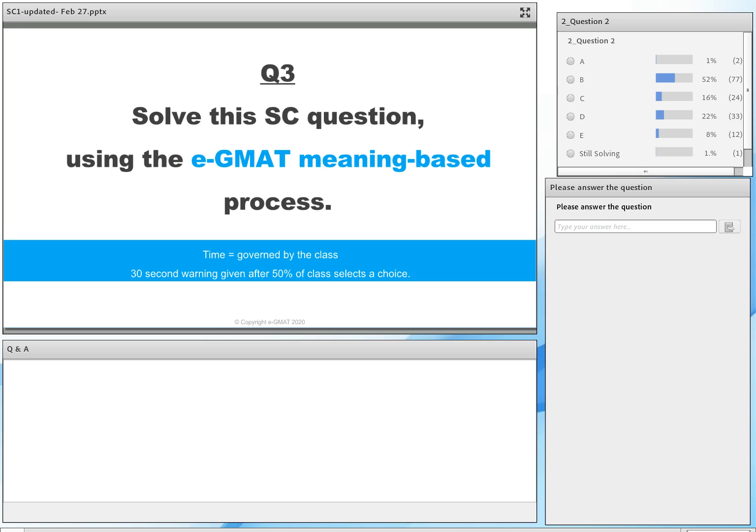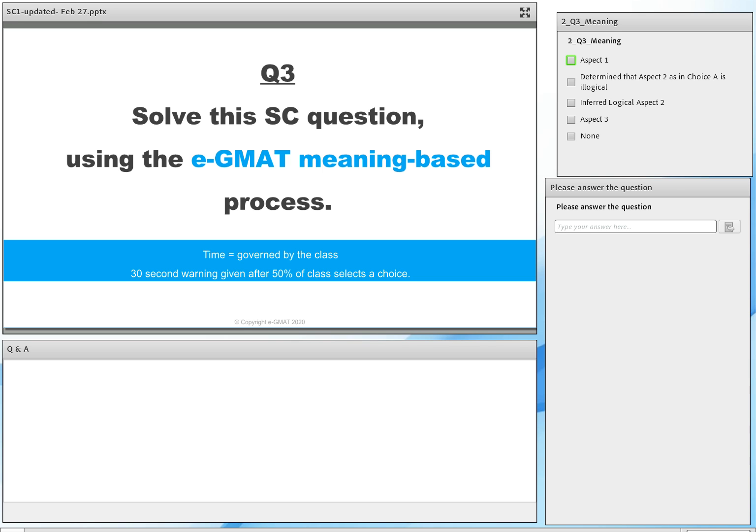And what is grammar? Grammar is just our tool to present that logic. This is the reason why it is so very important that we understand the meaning of the sentence before we even look into the grammar part of it, the answer choices.